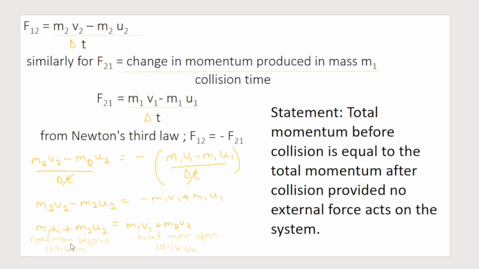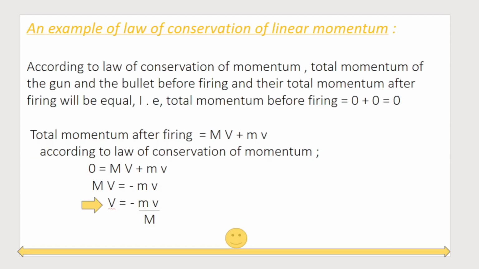That is, total momentum before collision is equal to total momentum after collision, which basically answers the statement of the law of conservation of linear momentum, which states that total momentum before collision is equal to the total momentum after collision, provided no external force acts on the system. Hence proved. Let's look into an example of the law of conservation of linear momentum.